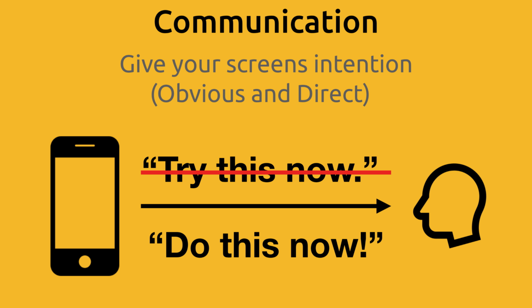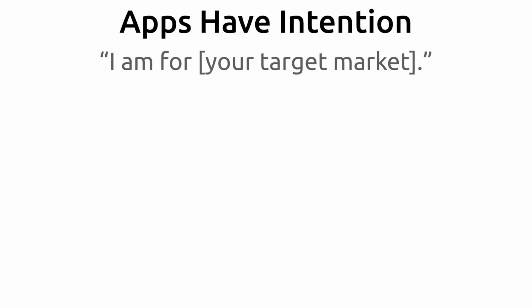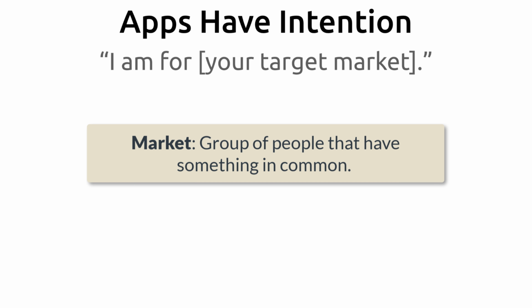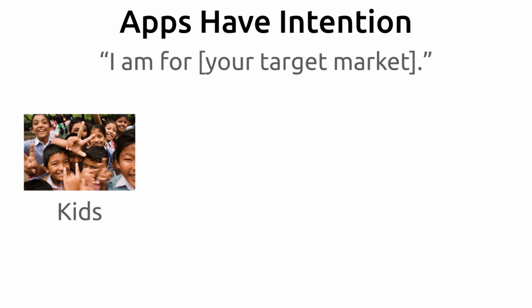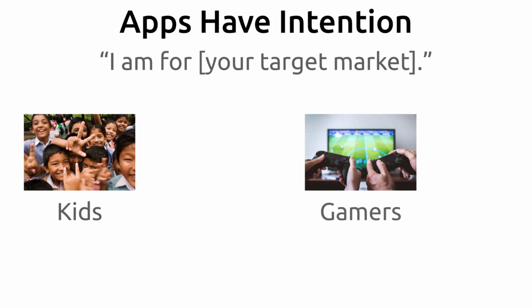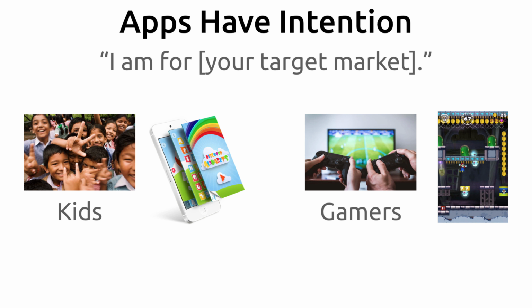I mentioned your app and your screens have intentions, right? So let's talk about that. Apps communicate to a general or specific audience, or what you might call a market. A market is a general group of people that have something in common. It could be an age range that they have in common, or a country that they have in common, or an interest that they have in common. Don't overthink this, but just keep it in mind, because this will help you design your app for your market.